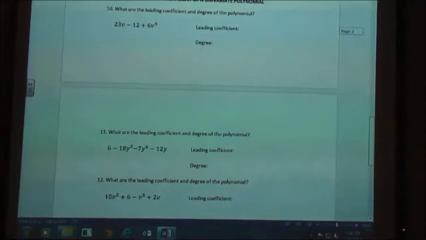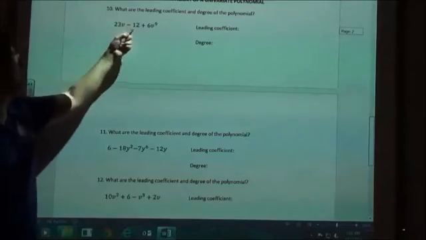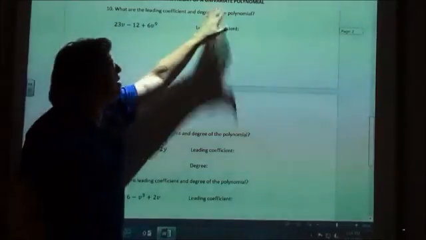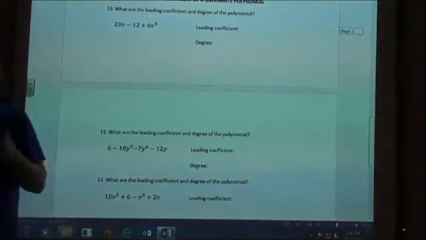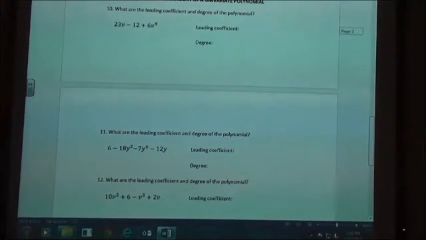Poly means many. I've got many terms. In this case, I've got 3 terms. It's a univariate one because I only have one variable. It's a v. I don't have a v and an x in there.